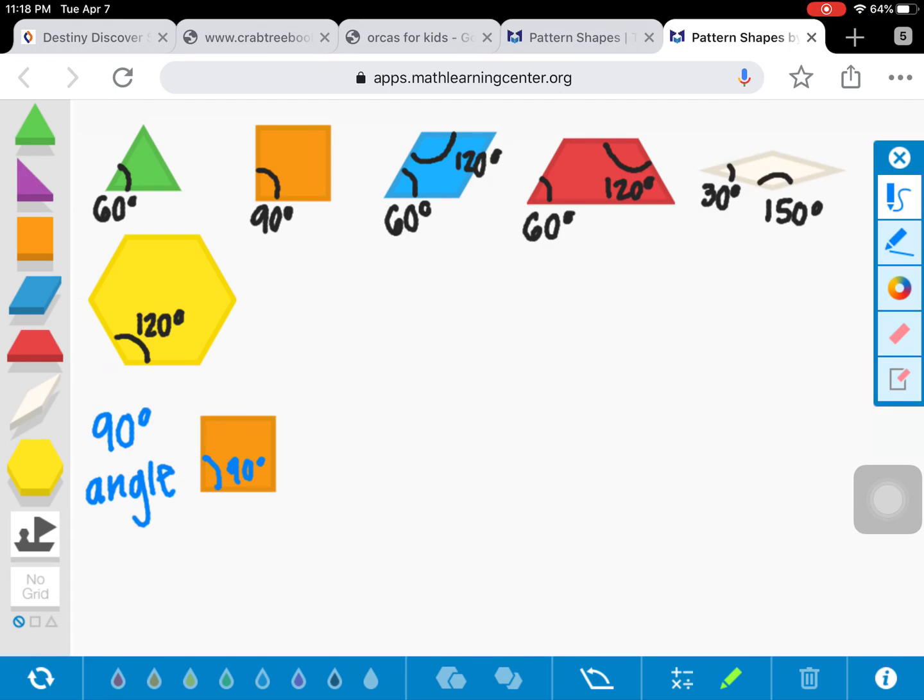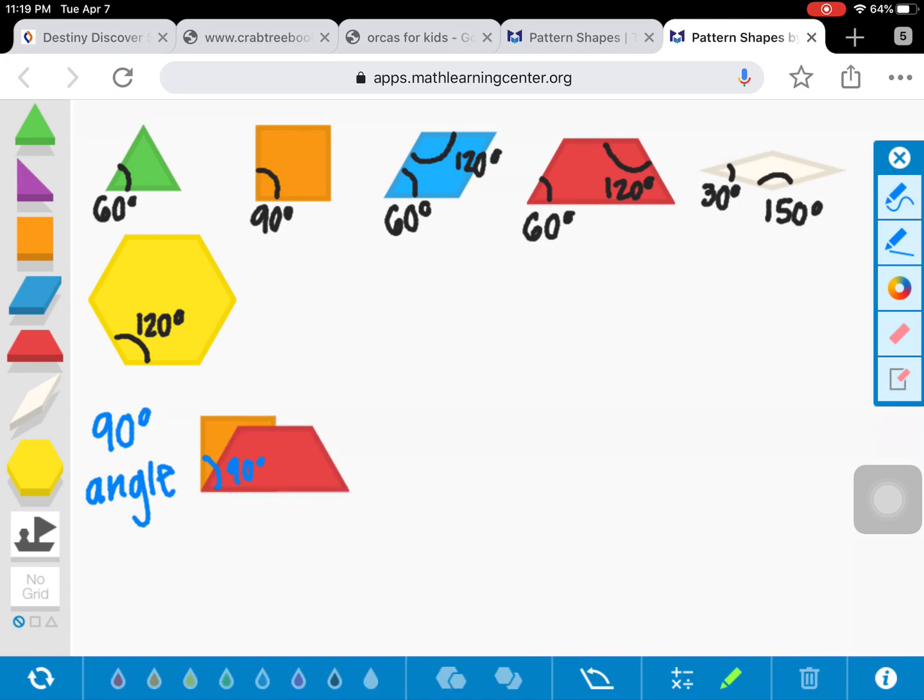I want to try and combine other pattern blocks together to fill in that square, okay? The first shape I'm going to try is a trapezoid. I'm going to pull that down, and if I look, it fills part of it, but not all of it. I still need more to fill that 90 degrees.